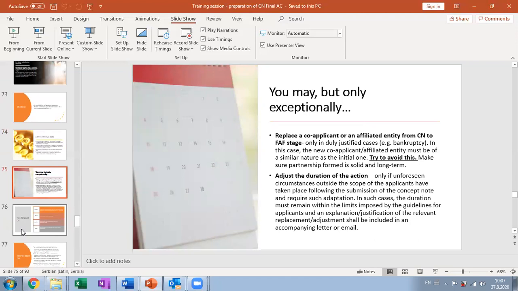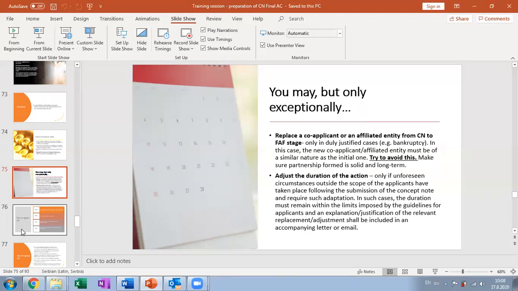You can only exceptionally, I mentioned this already, but I would like to highlight again, replace a co-applicant or an affiliated entity in between the stages from the concept note to full application stage. So try to avoid this, and also adjusting the duration of the action is a little bit of an issue as well. So try to avoid adjusting the duration of the action in between the phases as well. If you're planning, try to plan for optimum duration of the action in the very beginning at the concept note stage.